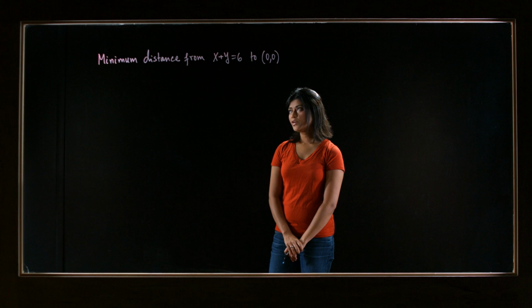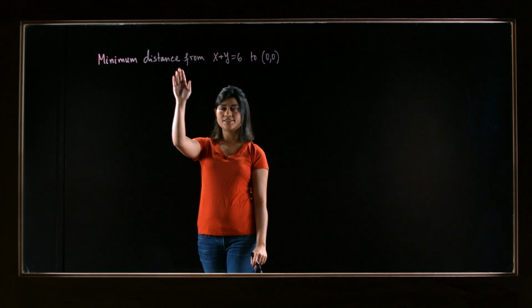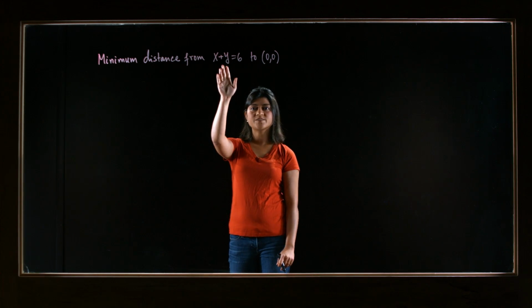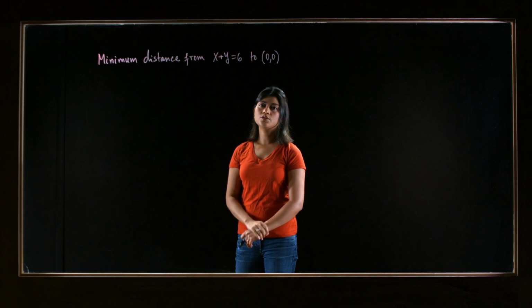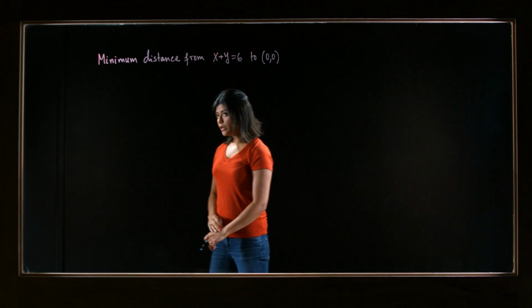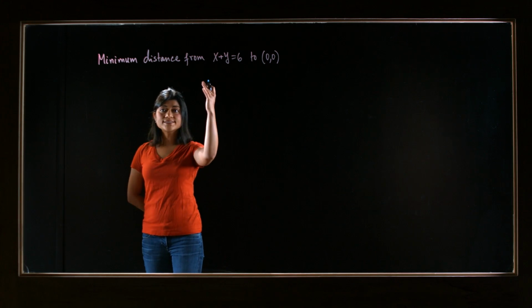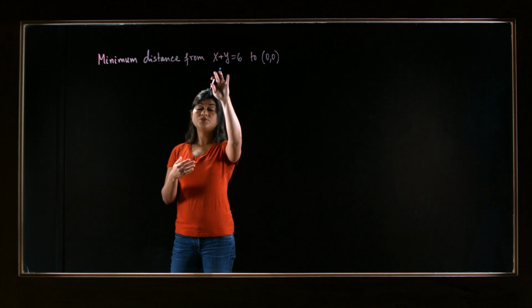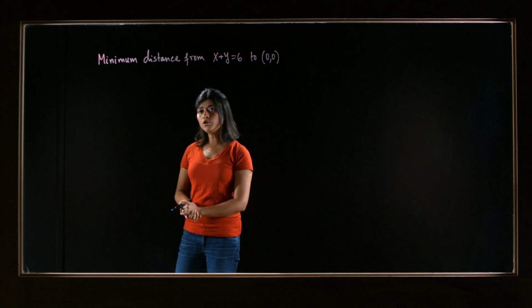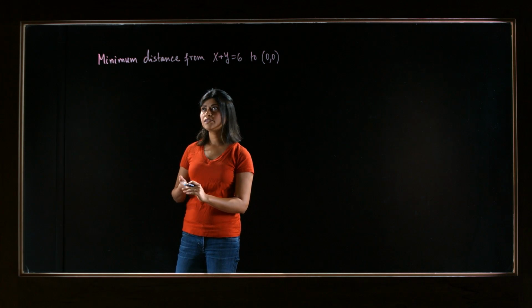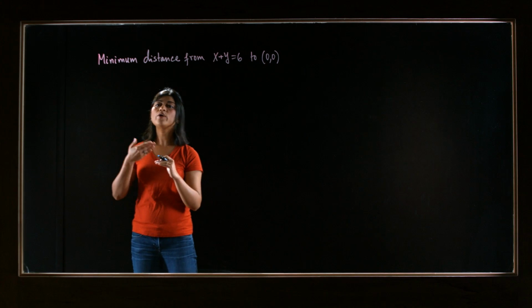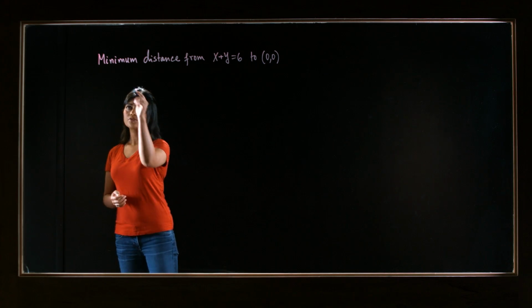In this problem, we have to find the minimum distance from this line x plus y equals 6 to the origin. Now, that means we have to minimize the distance formula subject to this constraint. But in the book, there's a hint that we should minimize the square of the distance function.